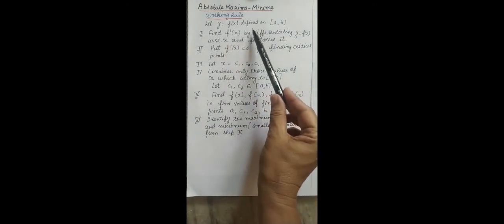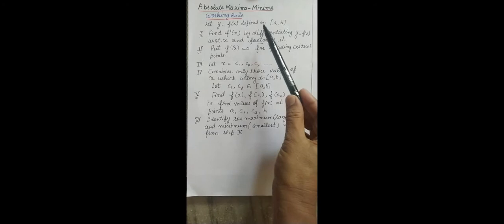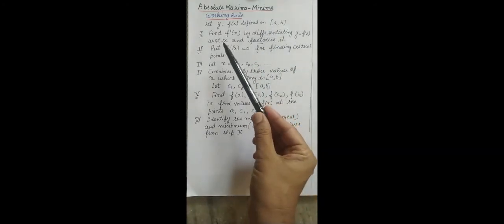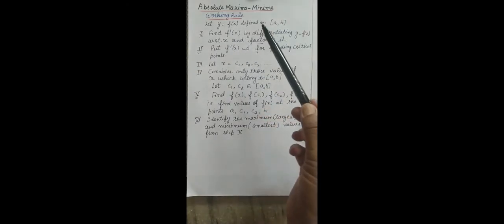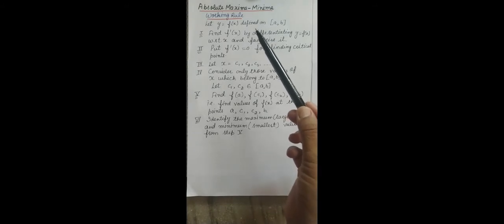Now we have already discussed the concept of absolute maxima and minima. I am going to tell you the working rule with which we can solve the questions of absolute maxima and minima. So if we are given a function y = f(x) defined on closed interval [a, b], then the first three steps are the same as we did in the first derivative test and second derivative test of local minima and maxima.